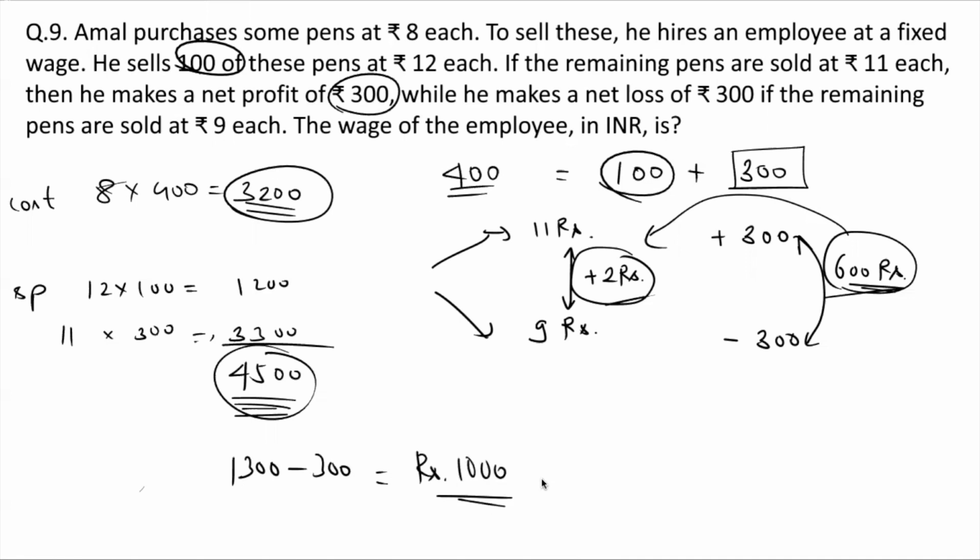So this way you can solve the question relatively easily. If you compare this logic, the decrease in the price of pens, 2 rupees, corresponds to the overall change of 600 rupees. That gives you 300 additional pens. Initial pens are 100 plus 300, 400. Now you can back calculate.